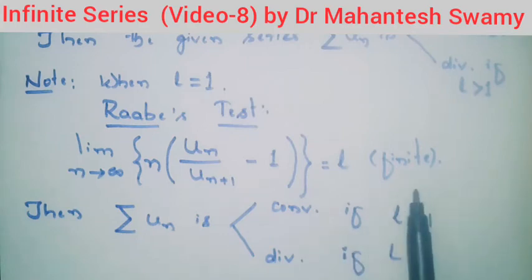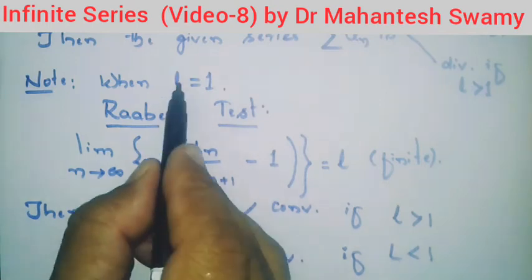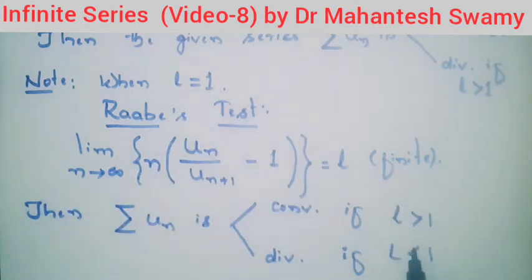So here we have two conditions, one for convergence and another for divergence. That is, when L is greater than 1, the series converges. When L is less than 1, the series diverges. Again, when L is equal to 1, in this case also, Raabe's test fails. So that is the conclusion we have to give here also.